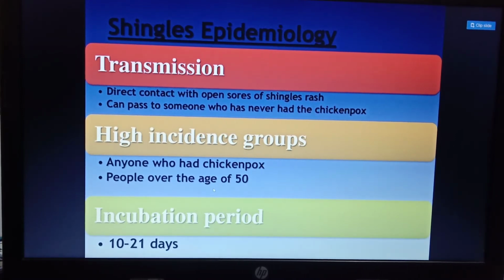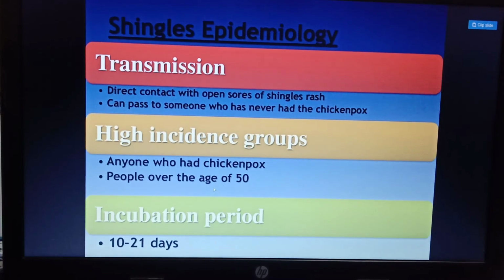The person who has chickenpox can transmit it through airborne spread, by touching the person, or by using the patient's personal things. So the incidence rate is high: anyone who has chickenpox can transmit it to another person, and people above 50 years of age, who have low immunity, form the high incidence group. The incubation period after exposure to chickenpox is 10 to 21 days.